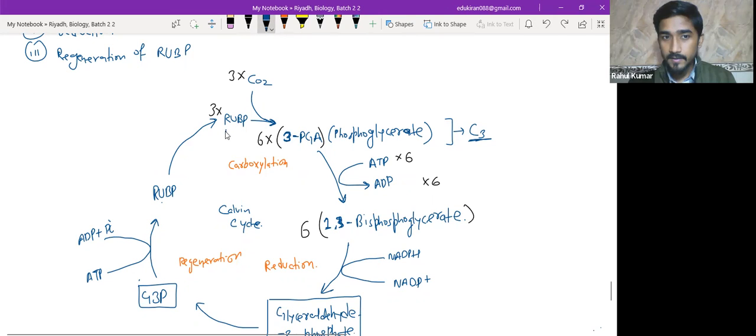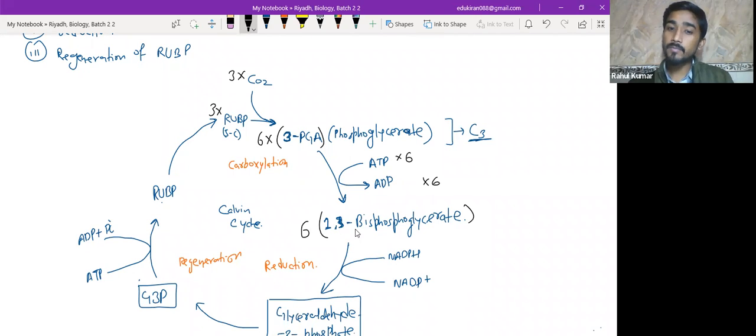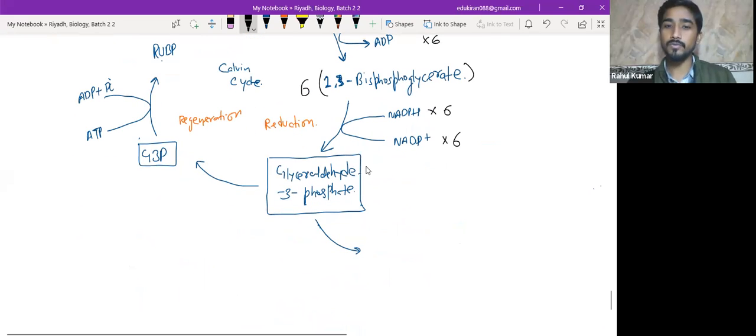Let me write it here. It's a 5 carbon molecule. Everyone on the same page with me till now? Yes, sir. So how many NADPH will you need to reduce 6 molecules of 1,3-bisphosphoglycerate? 6. And how many NADP plus will come out? 6.